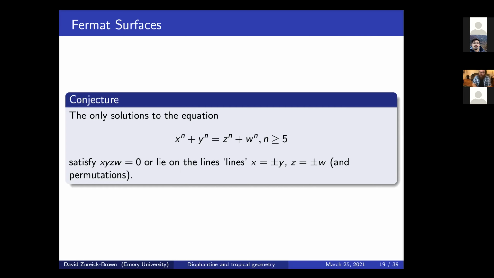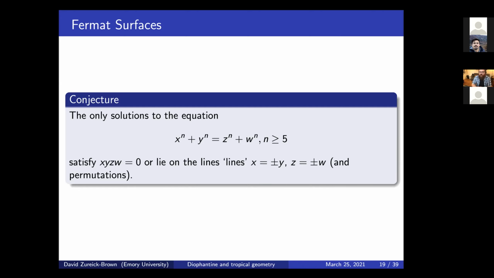When n is 4, this is an example of a K3 surface. K3 surfaces are generally difficult, but they can have infinitely many non-obvious solutions. In fact, all of these surfaces have more solutions than the curves from before. Of course, you still have the trivial solutions where some coordinate is 0, but these surfaces have lines on them. For instance, if n is odd, x equals plus or minus y, z equals plus or minus w, and permutations, or x equals z, y equals w. So there are infinitely many solutions, but somehow they're codimension 1.